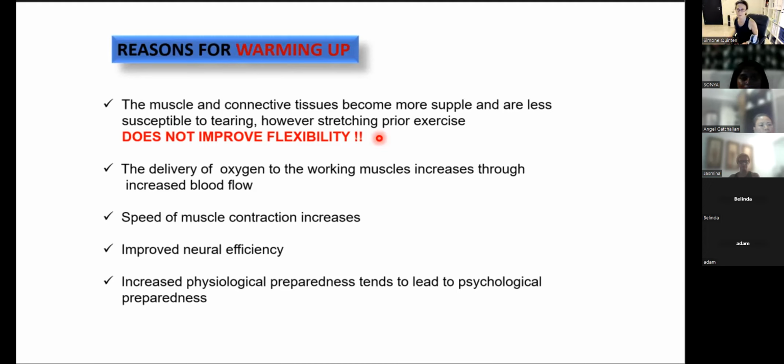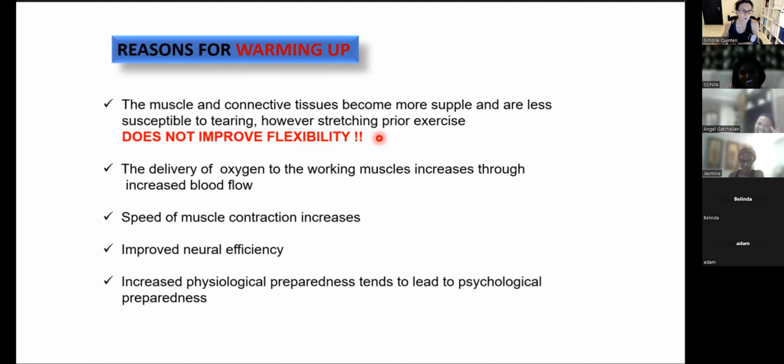This is just to prepare you for your exercise so that your ligaments are warm, and your tendons are warm, and your muscle is warm, okay? It does not improve flexibility, okay? So please, if one of you answers this in your exam, I'm gonna shoot you, okay? All right.